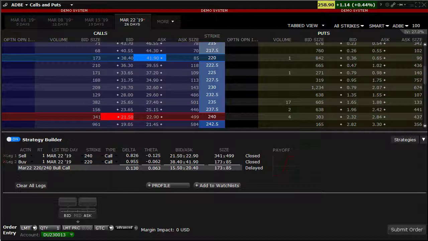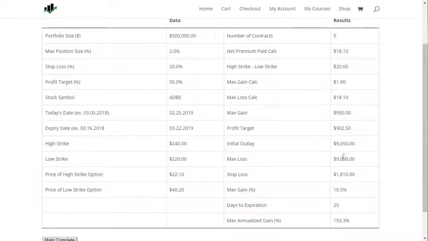We wouldn't want to risk more than 20% of our actual outlay, which is $9,000 in this case. So, going back to our options calculator, we can see our max loss is 900, stop loss $1,800. So if we ended up down like maybe $2,000 in this thing, we'd want to get out if things weren't working out for us. But there we go. In 22 days, we can make that amount of money.